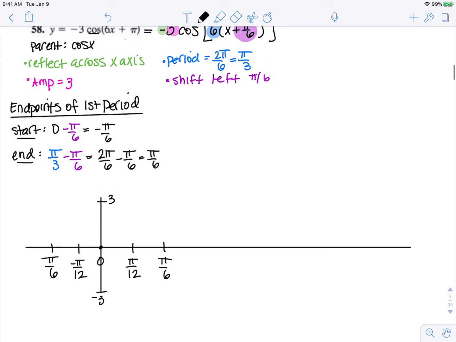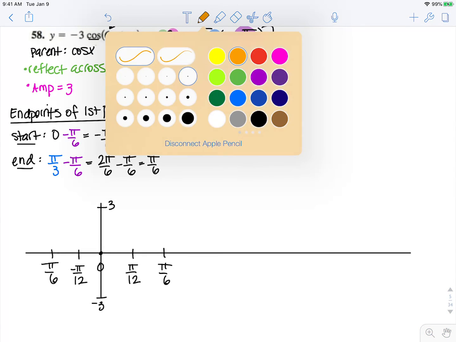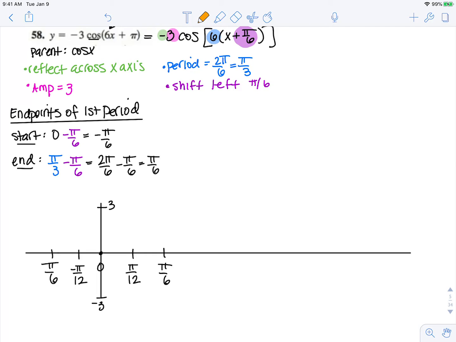Now, if I want to sketch my first period, normally cosine starts up here at the top. But since we're reflecting across the x-axis, we're actually going to start down here at negative pi over 6, -3. Then I'll hit up to 0 at negative pi over 12, hit my maximum here at 3, go back down to another 0, and then I'll end my first period at pi over 6, -3. And here is my cosine curve.